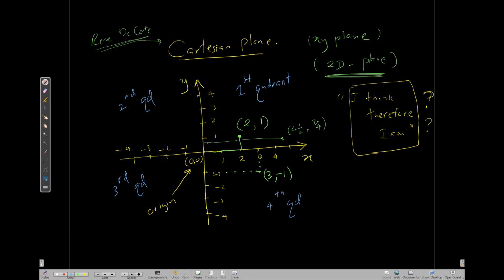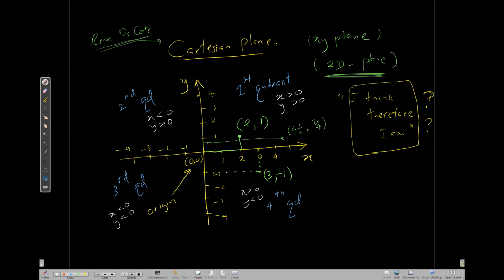Now, a few important things to know about quadrants. First quadrant, if I ask you, what can you tell me about first quadrant x and y? They're both positive, right? Second quadrant, one is positive, which one? Y. Y is positive, x is negative. Third quadrant, they're both negative. And fourth quadrant, x is positive, y is negative, right?